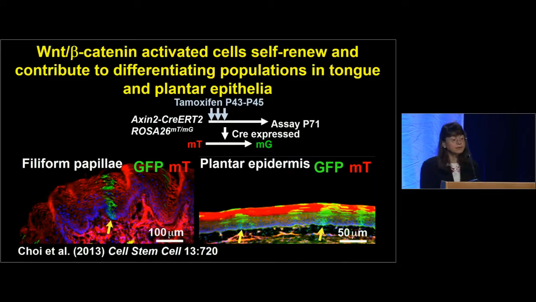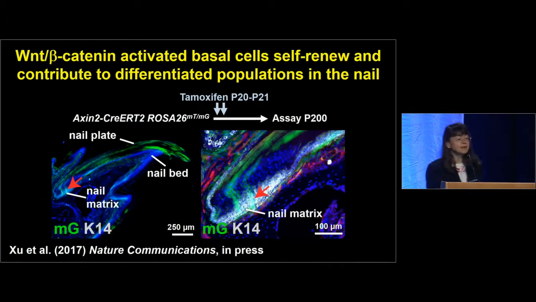So this is an example of one of the experiments in which we examined Wnt activity in tongue and plantar epithelia, and you can see that there are these nice, stably maintained clones of labeled cells, indicating that there are indeed Wnt-active self-renewing stem cells in the basal layers of these tissues. And similarly, in the nail, we were able to see these beautiful clones of labeled cells emanating from the nail matrix and giving rise to the nail plate and the nail bed.